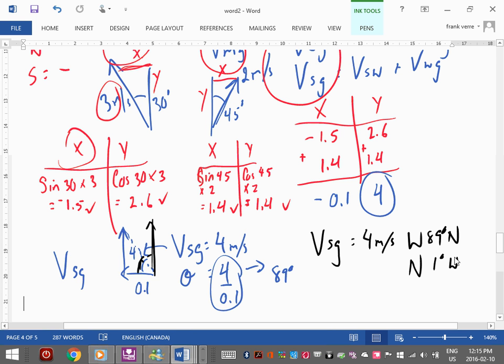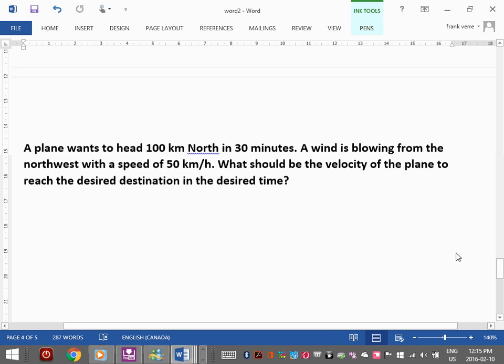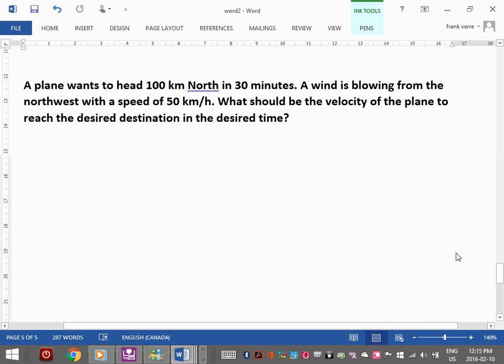Okay? Let me show you another one that looks similar. This is the last one we'll do, then we'll stop. It looks similar, but it's not. The method is similar. So in this next question, we have a plane that wants to head 100 kilometers north in 30 minutes. We have a wind blowing from the northwest with a speed of 50 kilometers per hour. What should the speed be of the velocity of the plane to reach the desired destination in the desired time?